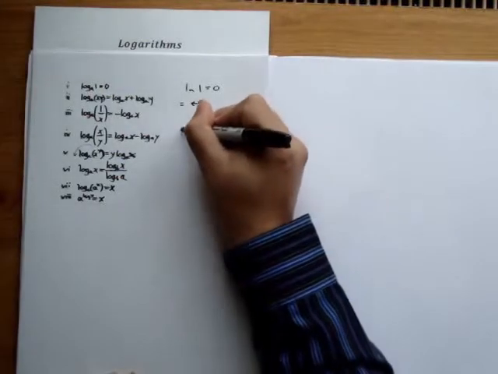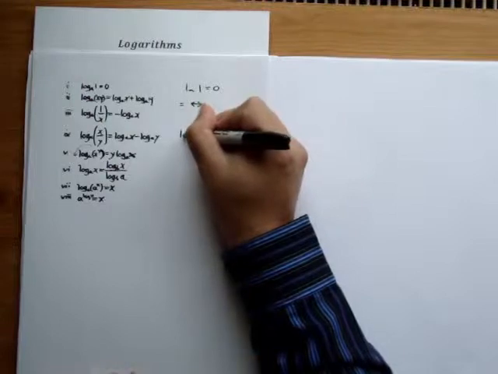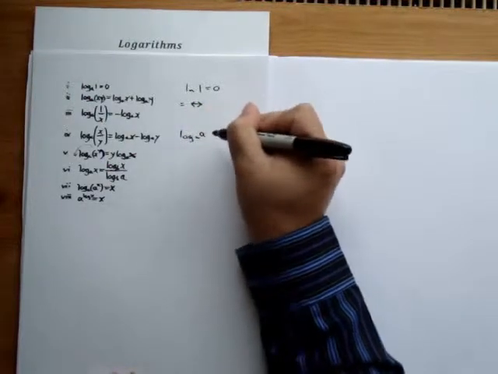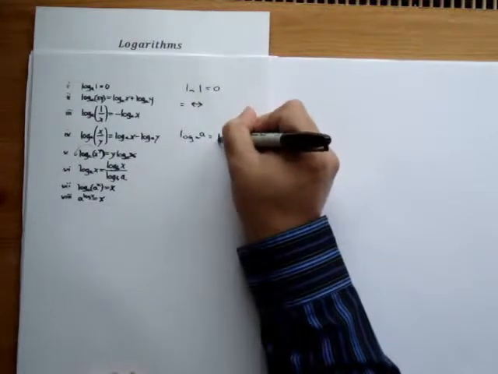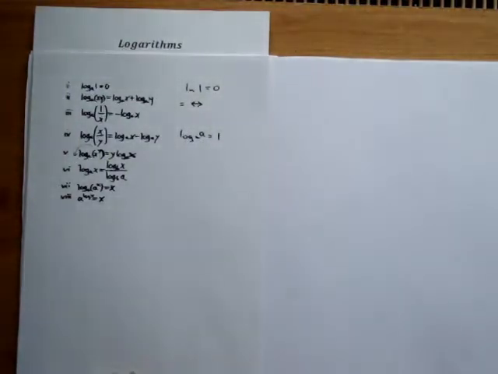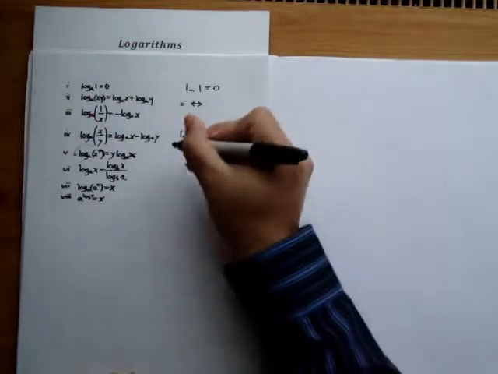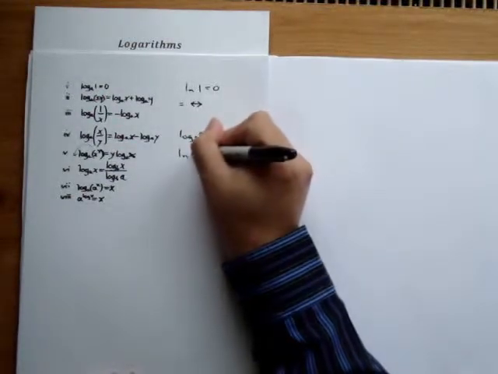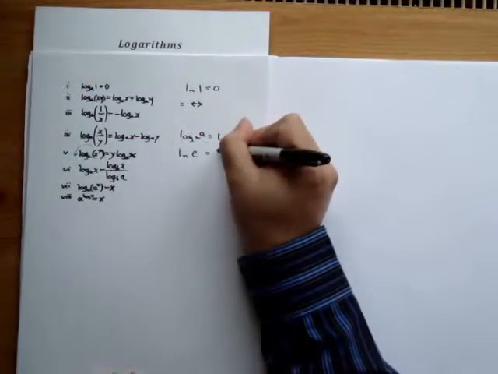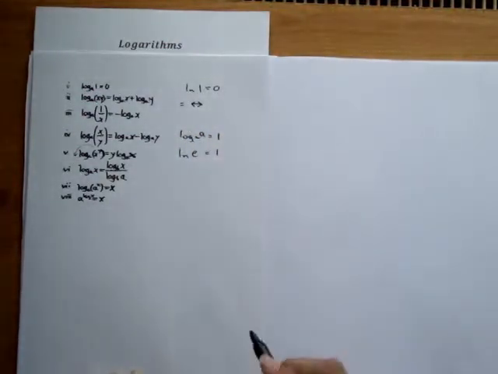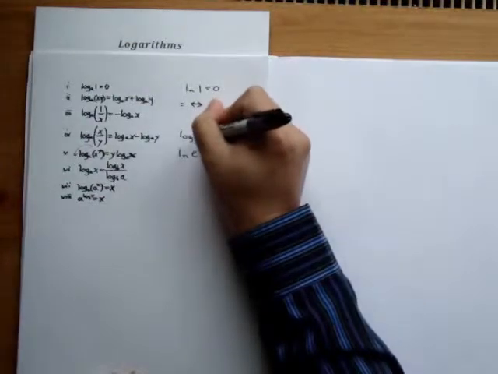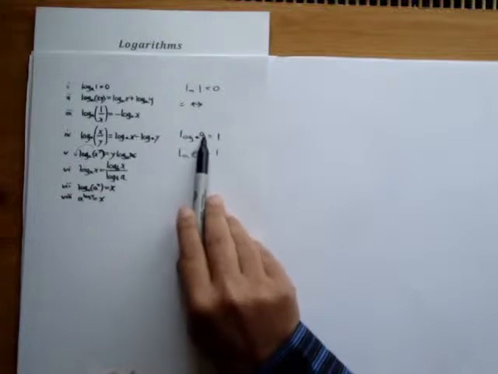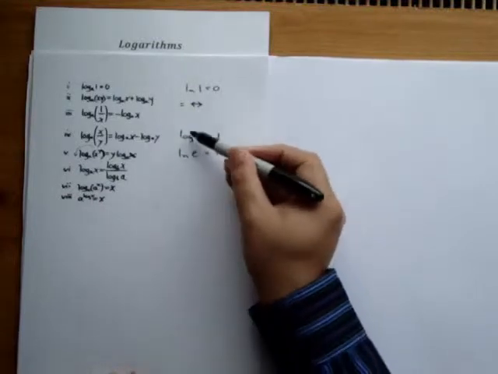The log base a of a equals 1, and also similarly the natural log of e equals 1. Wherever we see the base and the same number next to each other, that becomes 1.